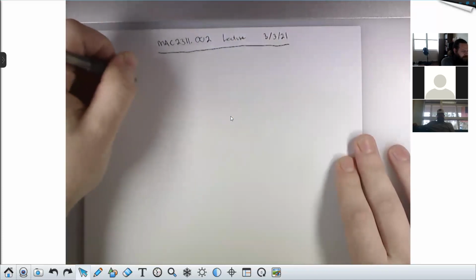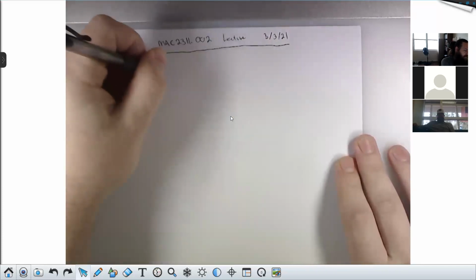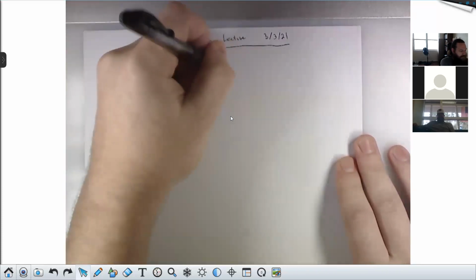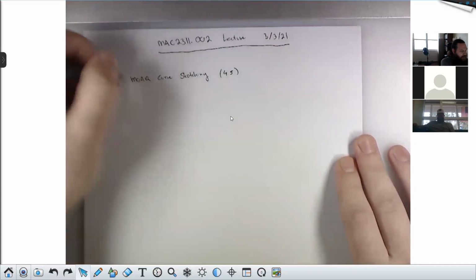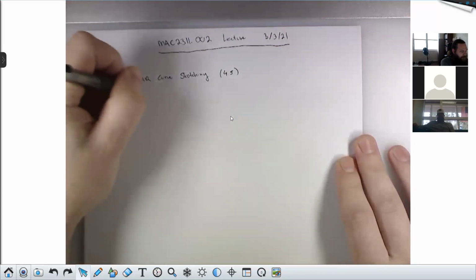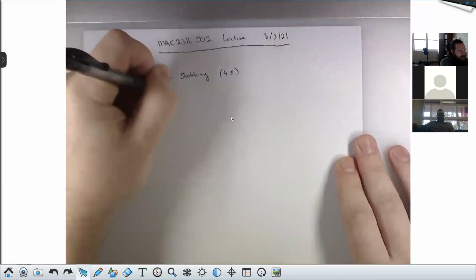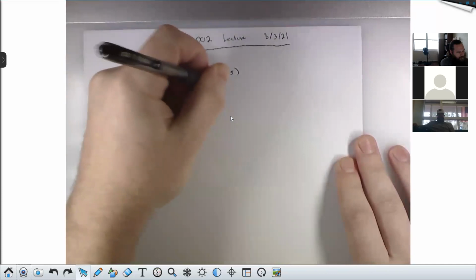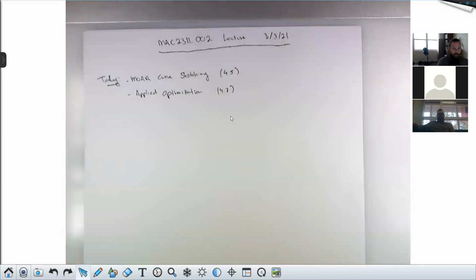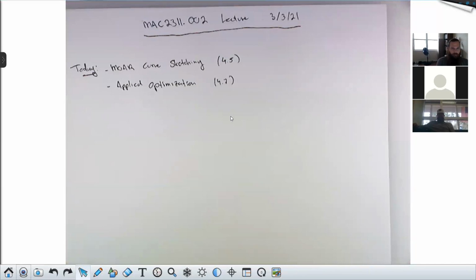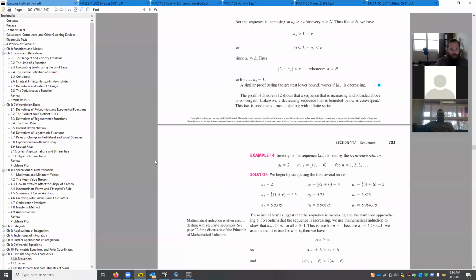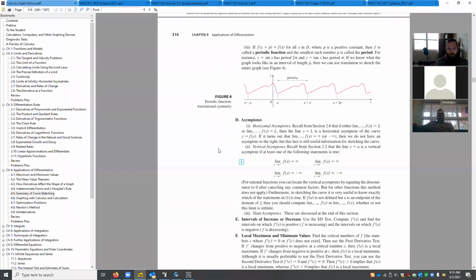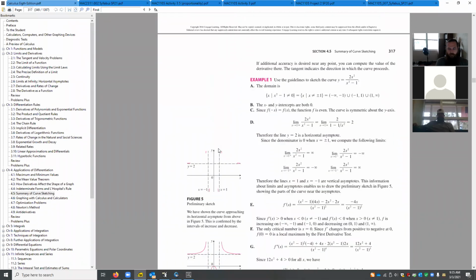Today we're going to do more curve sketching, which is still section 4.5. And we're also going to look at some applied optimization, which is section 4.7. So I don't want to waste any time. Let's come in here to the summary of curve sketching. This is what we went over on Monday, of course. And let's look at one of these.